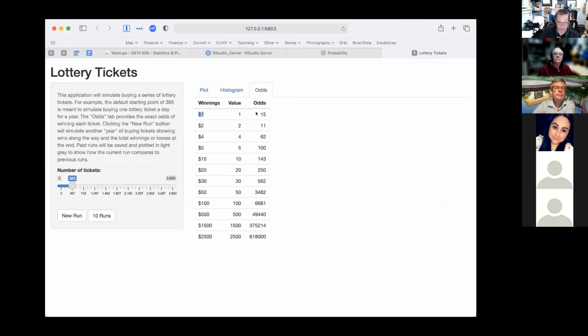So the odds of winning $1 is 1 in 15. The odds of winning $2 is 1 in 11. Do not ask me why the odds of winning $2 are greater than $1. That's just what it was. All the way up to the max prize you could get, which is $2,500, and that was 1 out of 618,000 tickets.